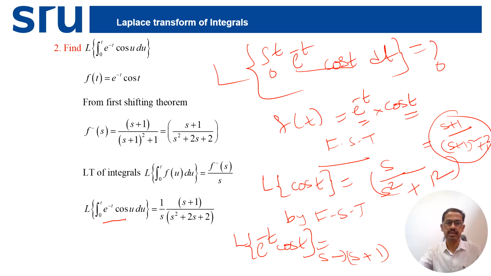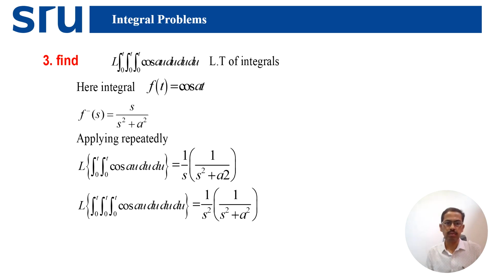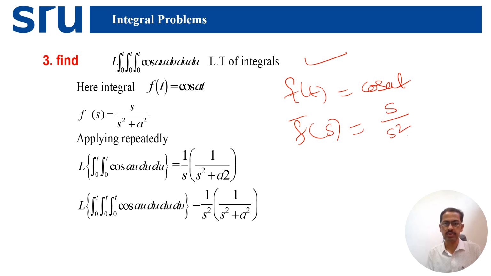And next is to find the Laplace transform of a triple integration, three times: integral 0 to t, integral 0 to t, integral 0 to t. So we repeat the integral formula 3 times. First, what is f of t here? f of t is cos at. Then f bar of s, applying the Laplace transform on both sides, is s by s square plus a square.